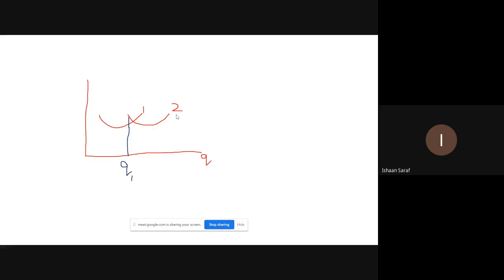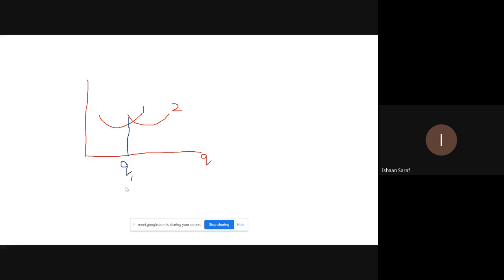Now I am asking, you are in the long run. In the long run, you can change your capital, which means you can choose the technology. You can move from SSC1 to SSC2 or from SSC2 to SSC1, there is no issue. Now look, you are going to produce Q1 in the long run. Which one should you choose, one or two?